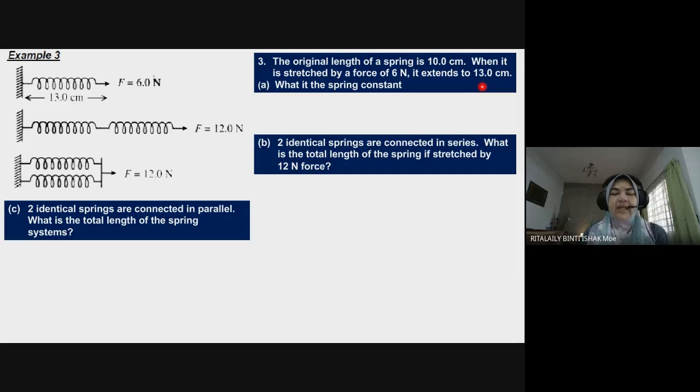And B, two identical springs. So it's identical to A. Okay, are connected in series. What is the total length of the spring if stretched by 12 Newton? And C, the same spring is connected in parallel. So the total length of the spring system. Okay, so berapa?